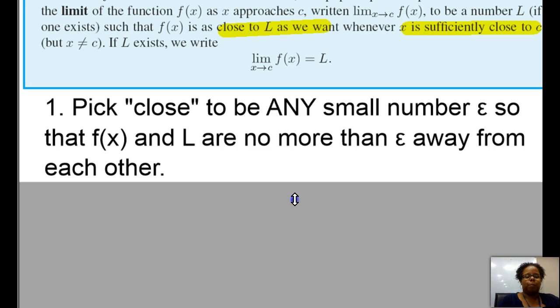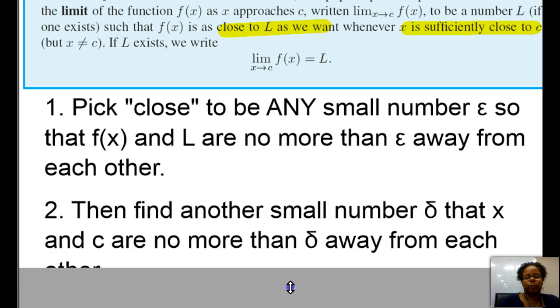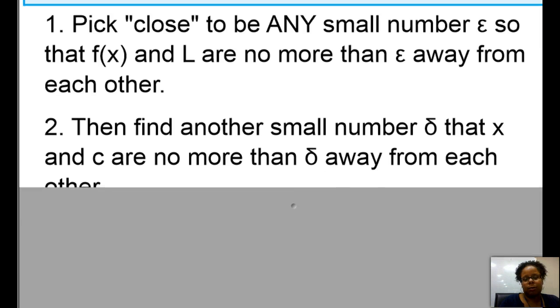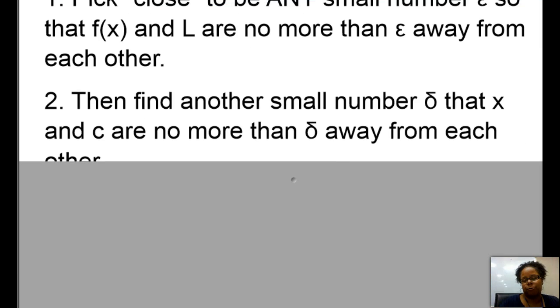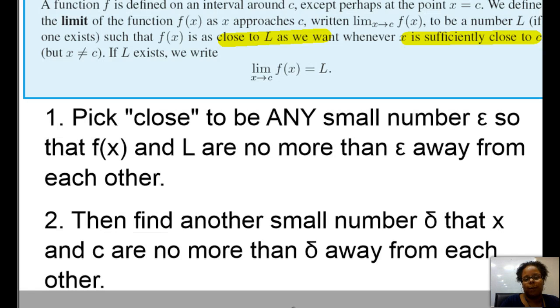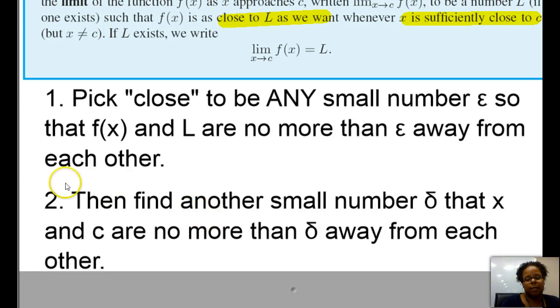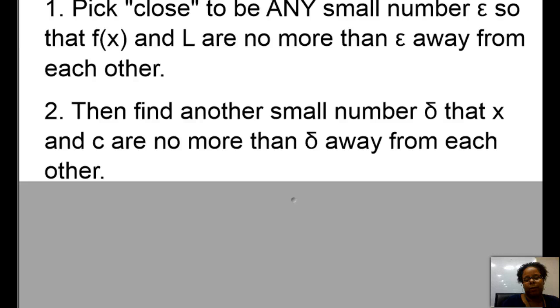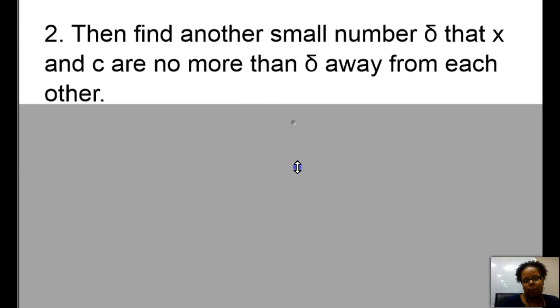Well, for every epsilon that we pick, if f of x really approaches L, then there's another number, delta, such that x and c are no more than delta away from each other. And if that's the case, then no matter what epsilon we pick, there's always going to be a delta such that x and c being no more than delta away from each other means that f of x and L are no more than epsilon away from each other. And if that's the case, then the limit as x approaches c of f of x is going to be L.